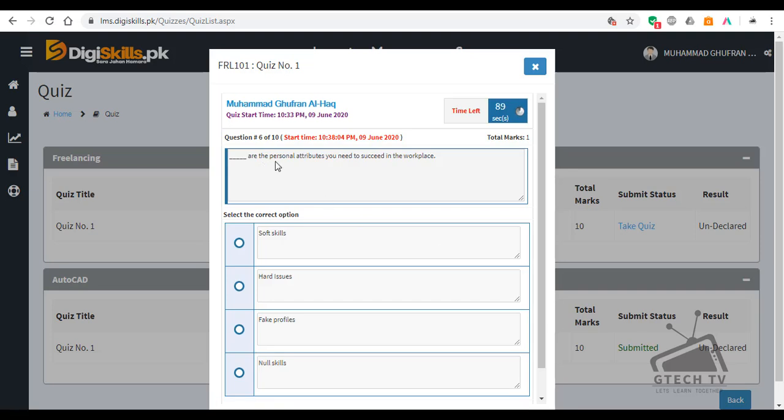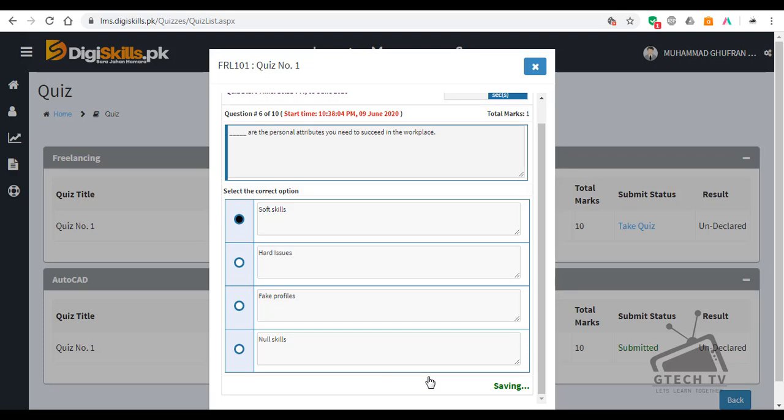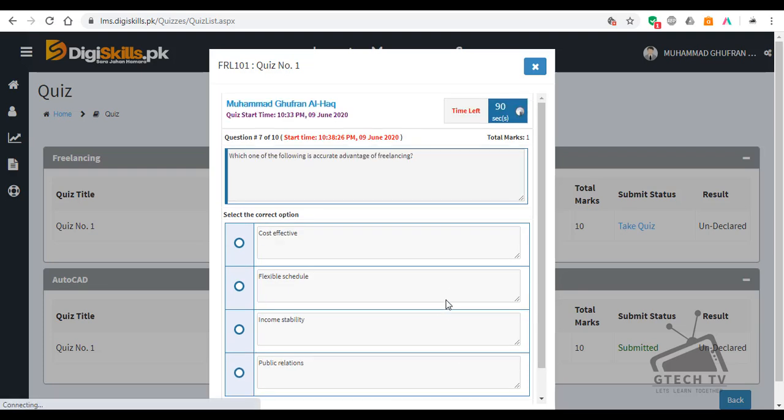Dash are the personal attributes you need to succeed in the workplace. Soft skills, hard issues, or fake profiles or null skills. Soft skills are the personal attributes you need to succeed in the workplace. So question number 7 is here.